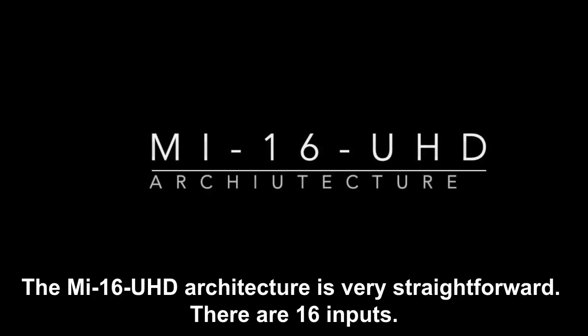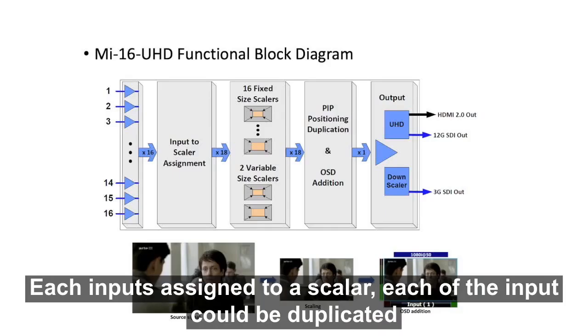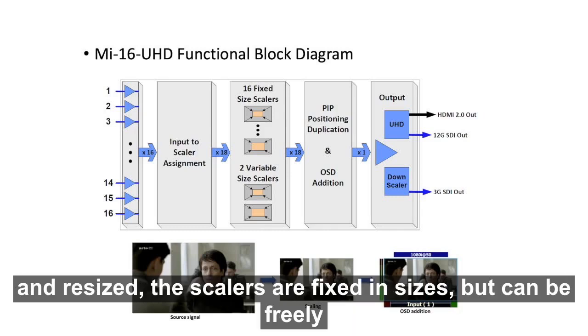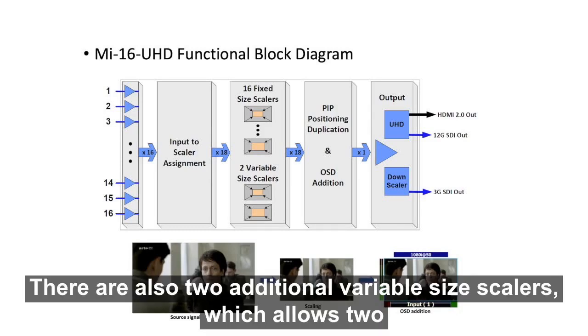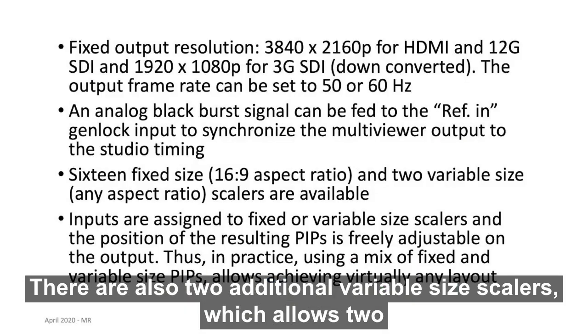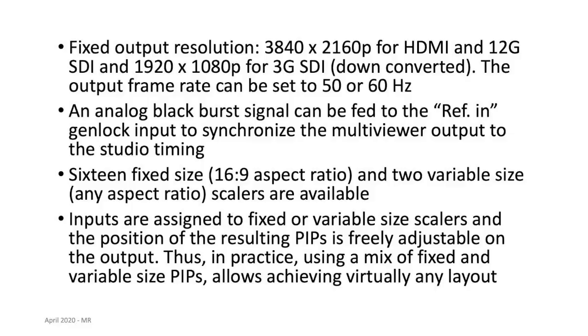The Mi-16-UHD architecture is very straightforward. There are 16 inputs, each input is assigned to a scaler. Each of the inputs could be duplicated and resized. These scalers are fixed in sizes, but can be freely positioned. There are also 2 additional variable size scalers, which allows 2 of the windows to be scaled freely.